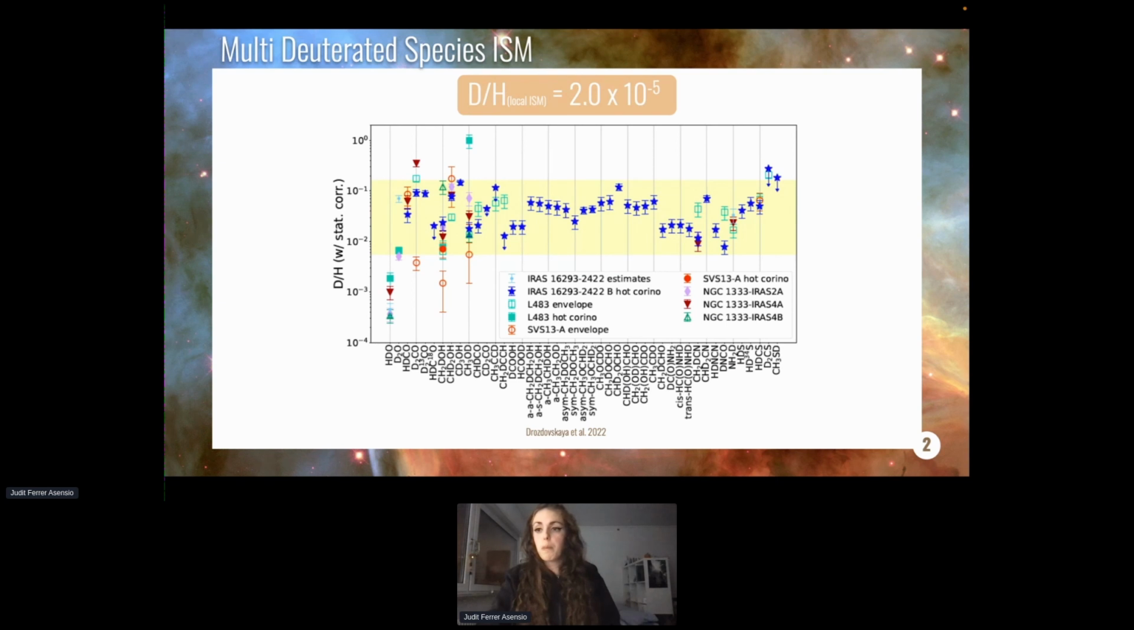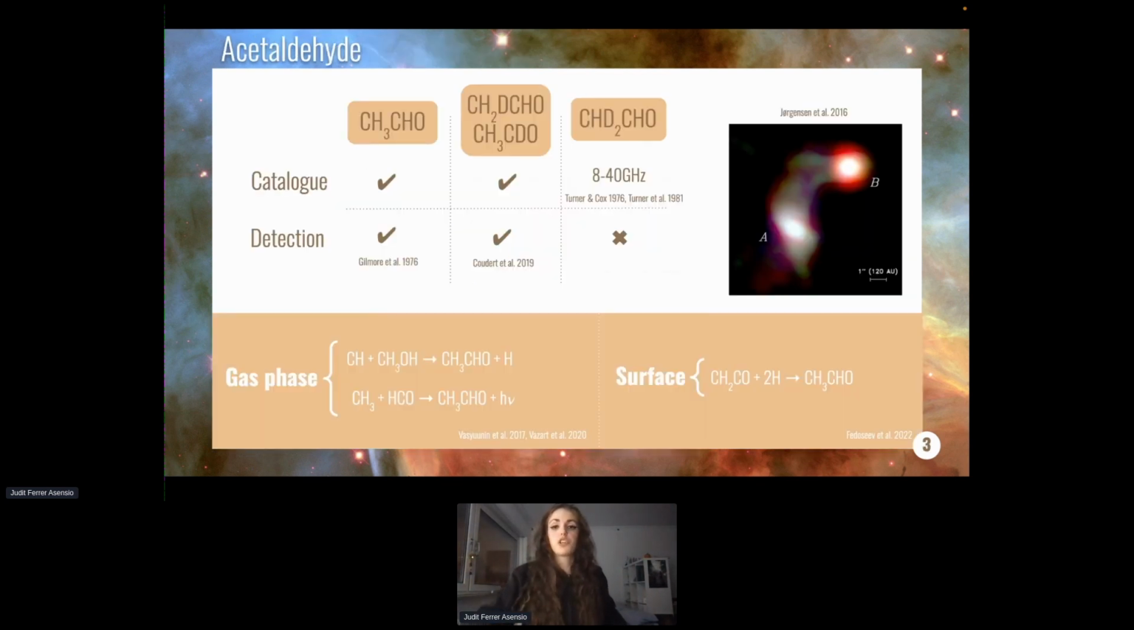So in order to better understand the nature of this process of deuterium fractionation, as well as the interplay between the chemistry in the gas phase and on the surface of grains, we need to constrain chemical models with more observations of deuterated molecules. But to observe deuterated molecules, first we need accurate spectroscopic catalogs that are built from measurements in the laboratory. So in this project, we focus on this astrophysically relevant molecule, acetaldehyde.